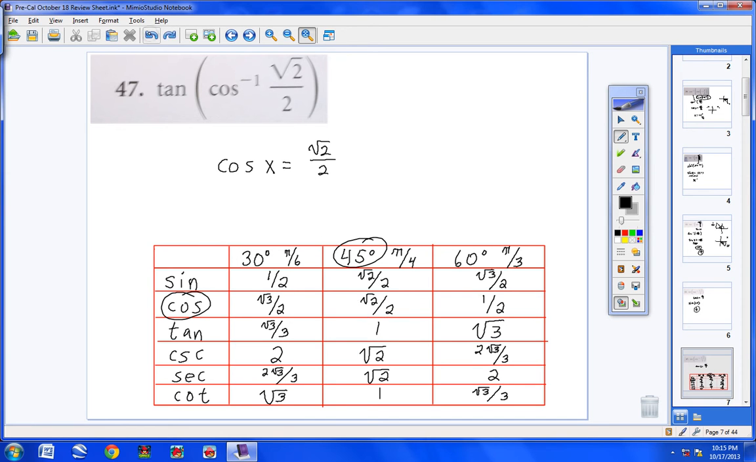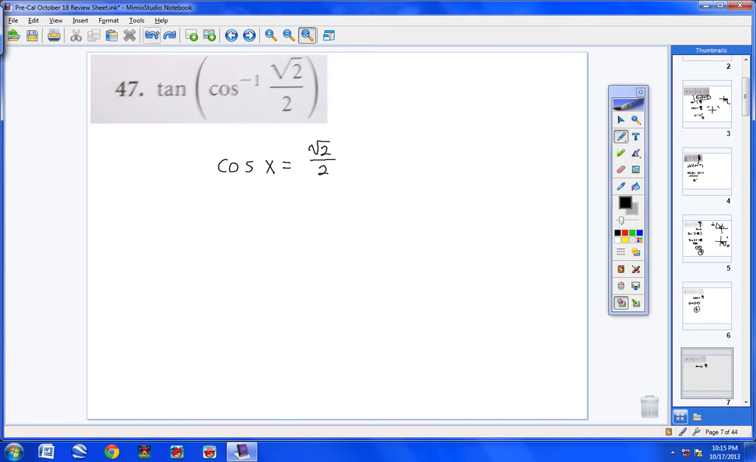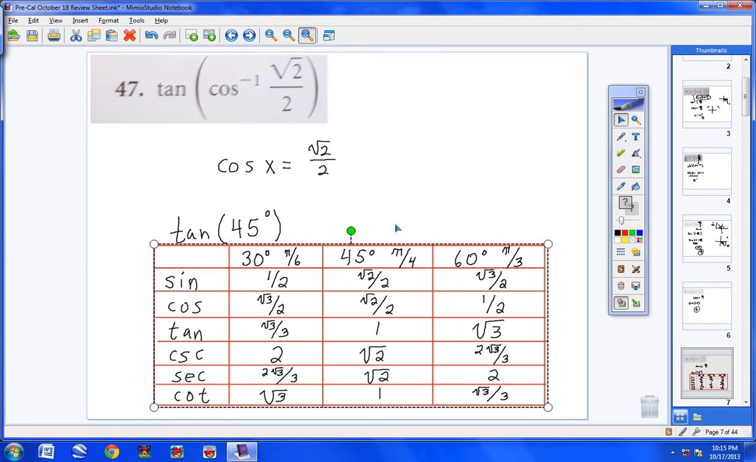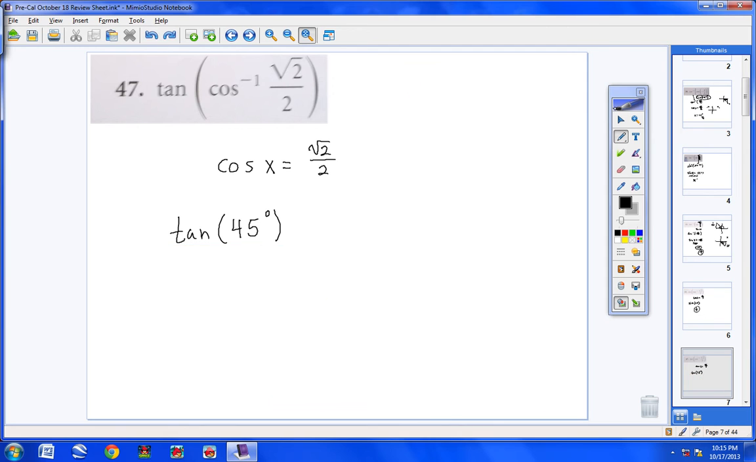So now I know the angle I'm looking for is 45 degrees. So what angle, when I take the cosine of it, gives me square root of 2 over 2? 45 degrees. Then bring down your tangent. So now I'm taking the tangent of 45 degrees. Well, let's see. Here's tangent of 45 degrees would be 1. All right? So the answer is 1 for number 47. All right? Let's continue on.